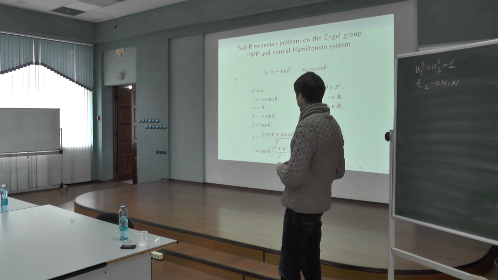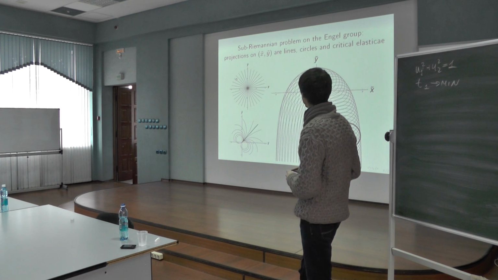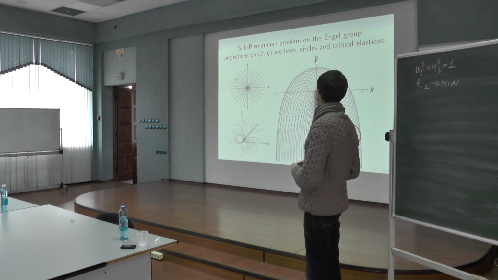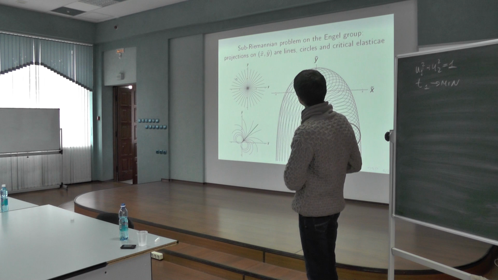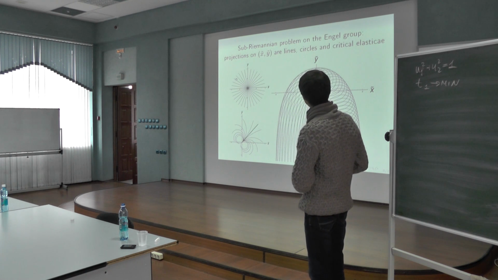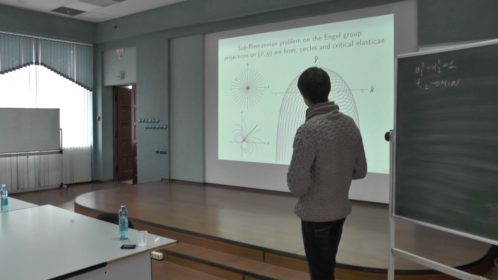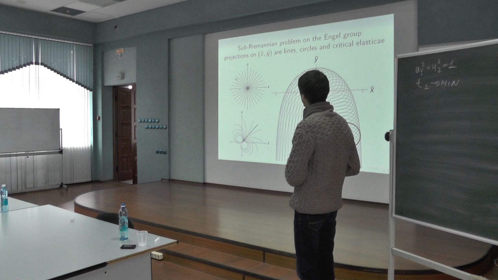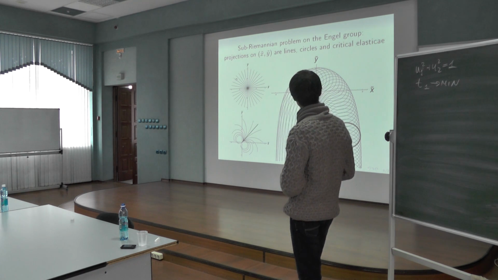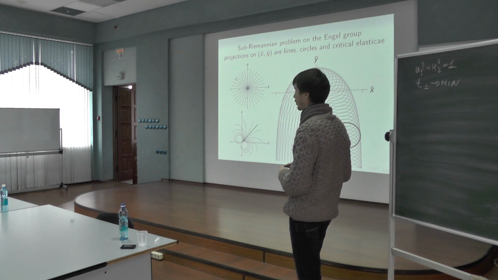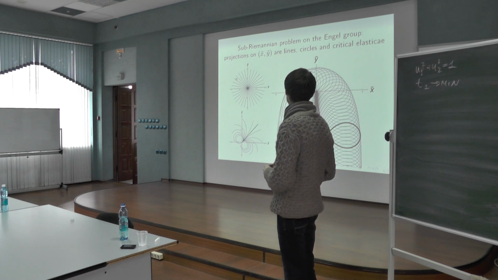So in the simplest case, the system is integrated easily, and we have straight lines, circles, and critical elastica. Note that the projections along x, y are Euler elastica. All extremal trajectories are expressed by this family of curves.